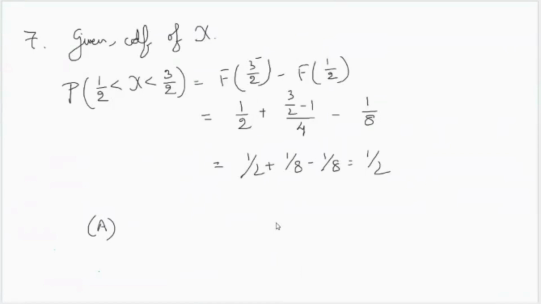So probability half less than X less than 3 by 2 is F of 3 by 2 minus F of half. This is a property, and here F of 3 by 2 comes out to be half plus 3 by 2 minus 1 by 4 if we put b as 3 by 2, and if we put b as half, then it comes out as 1 by 8. So simplifying, the answer comes out as half. So A is the correct answer.